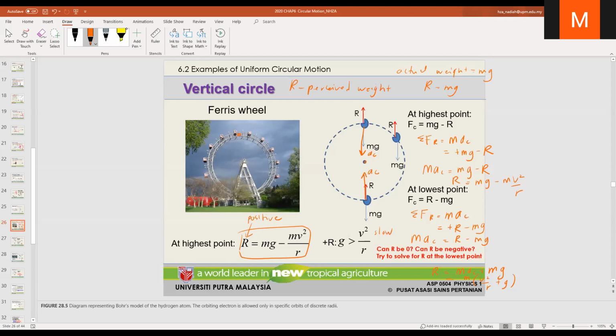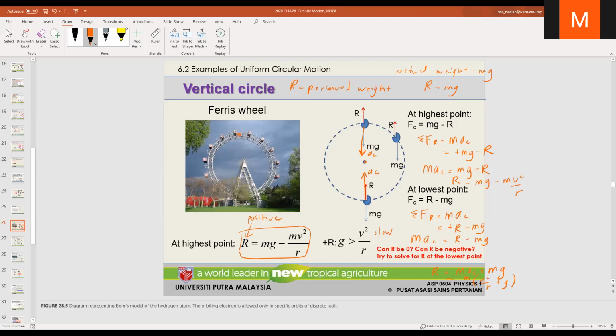However, when I'm moving really fast down this Ferris wheel, my R increases. So when my R increases, I will feel like, oh, my weight is increasing. I feel super heavy. Sebenarnya, my weight is still mg. But my perceived weight, weight yang saya rasa macam weight saya, tapi sebenarnya bukan, is R.